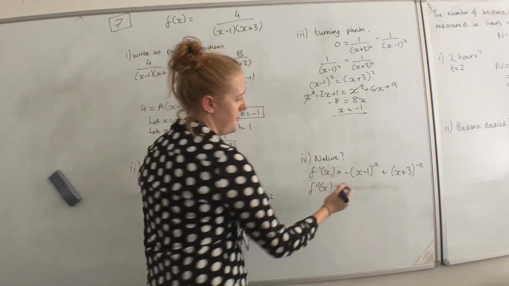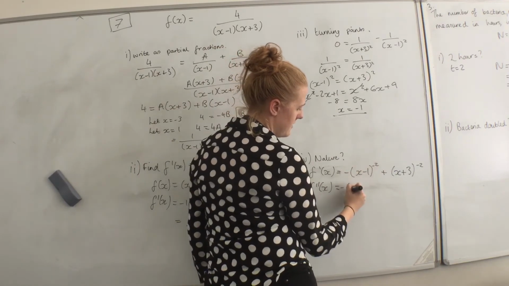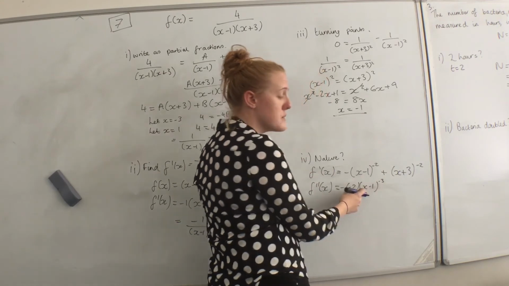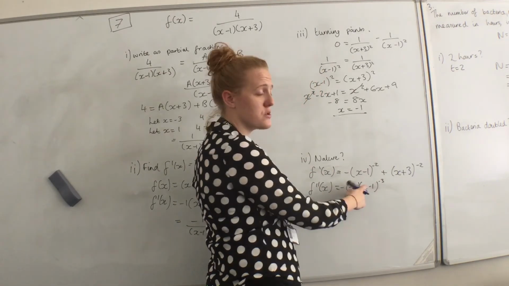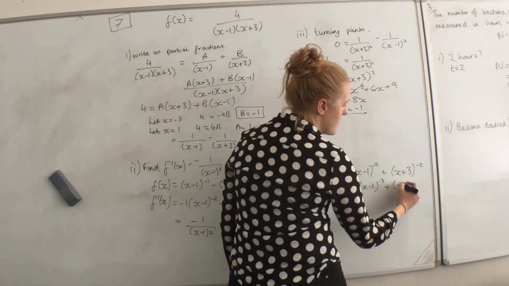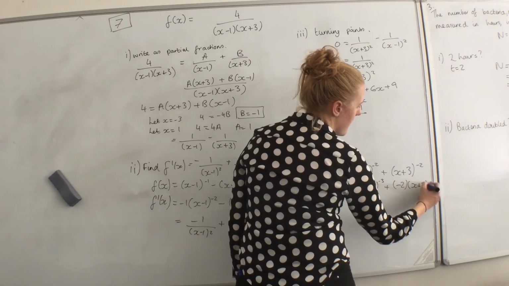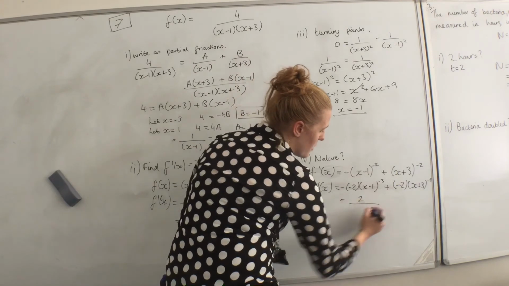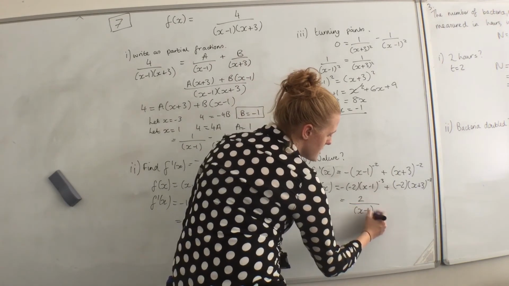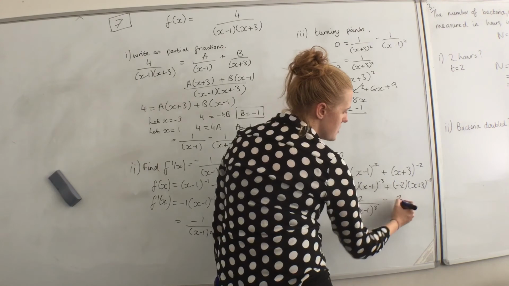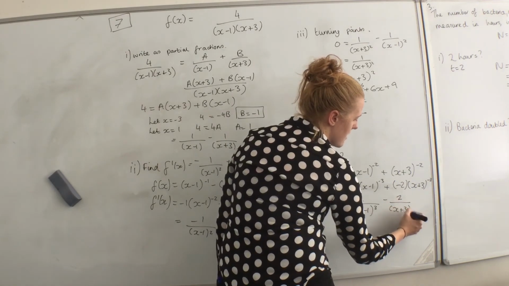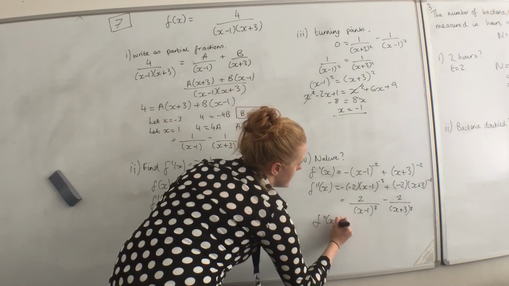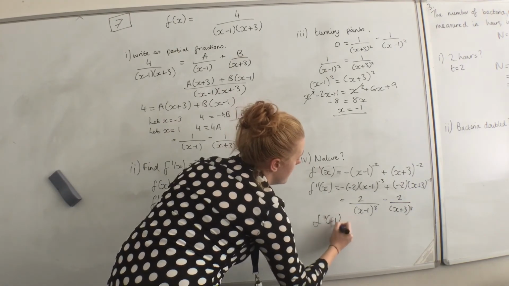The second derivative, bringing the power down, and reducing by 1. Again, multiplying by what's inside the bracket differentiated, which is just 1, so that's fine. And the same over here, bringing down the power and reducing by 1. Now I just want to simplify, so I've got 2 over x minus 1 cubed, take away 2 over x plus 3 cubed.